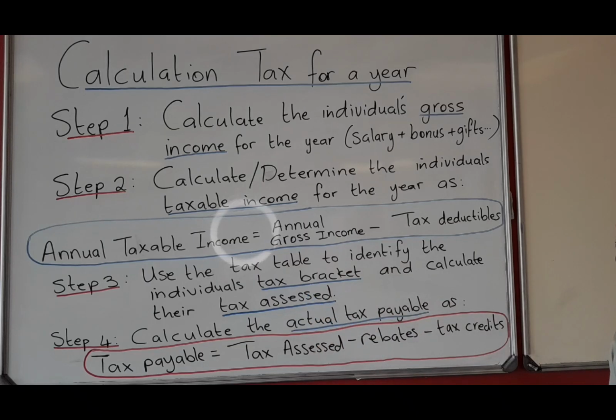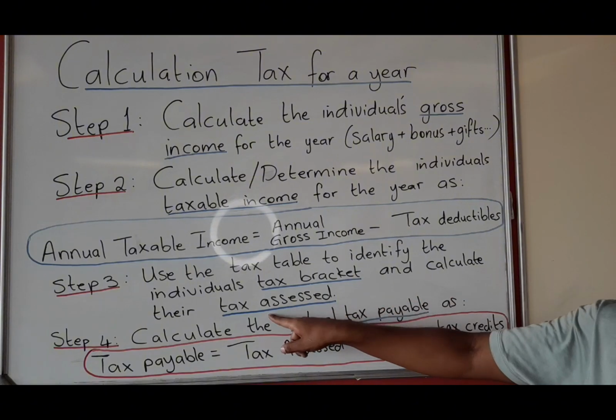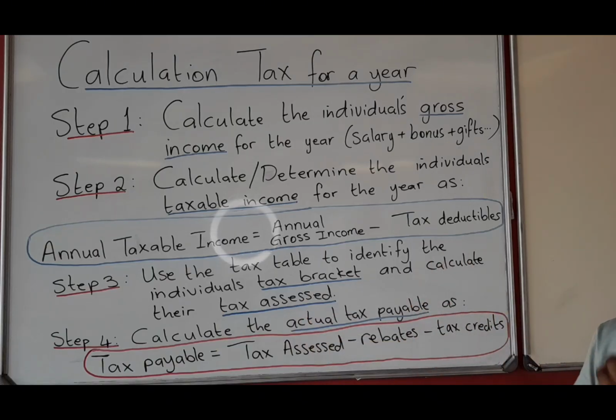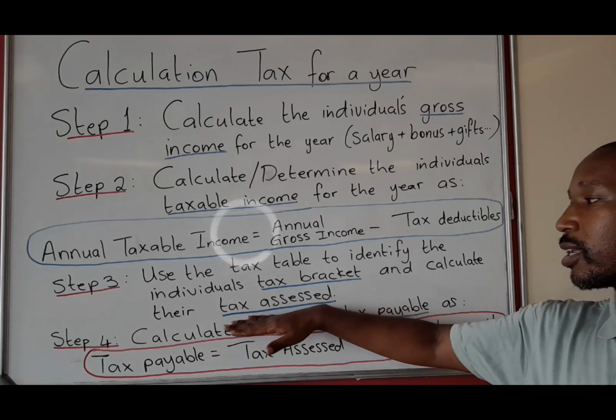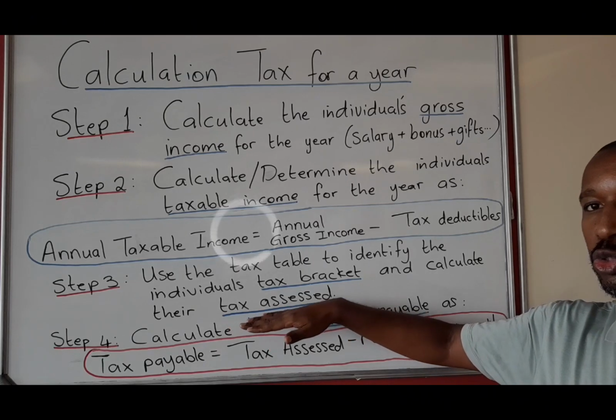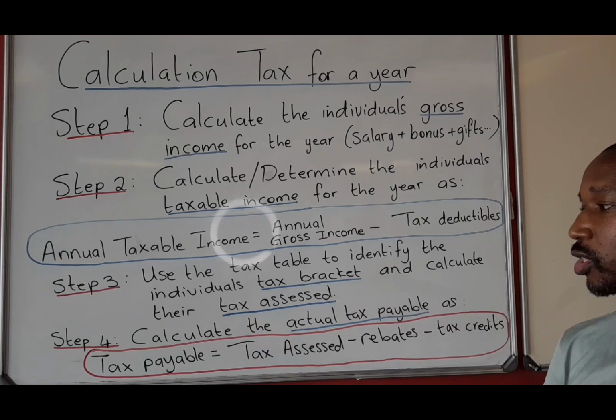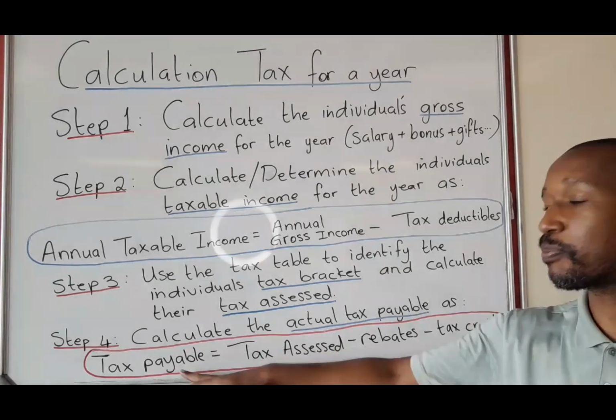Because that bracket is going to show us how we can then calculate their tax assessed. There will be a fixed amount for most that they need to pay, and then there's another additional amount that we will deal with in the calculations practice. Then finally, tax assessed is not the money that goes to SARS. There is going to be a further calculation which we call calculating tax payable.